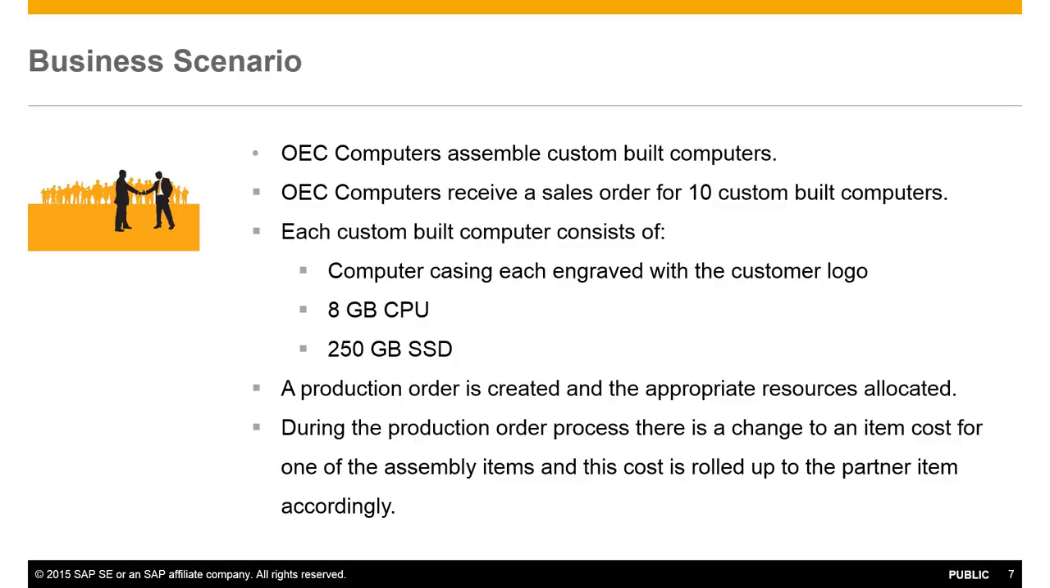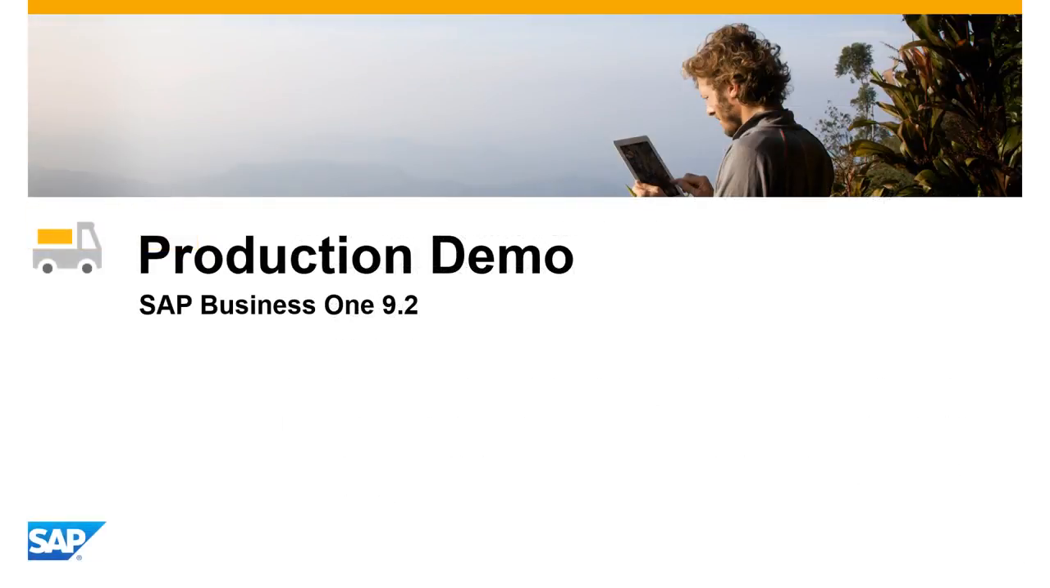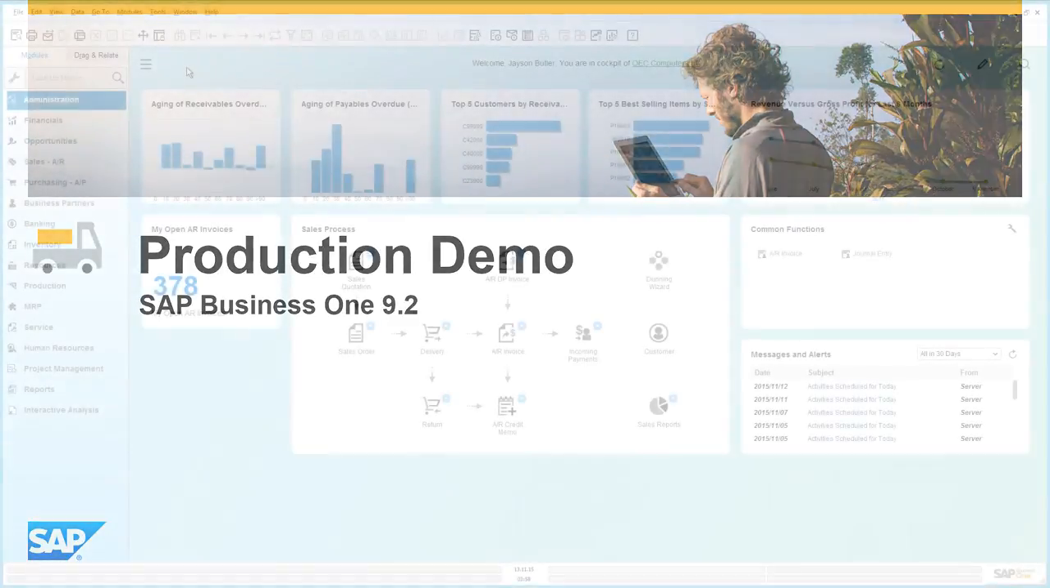During the production order process, there is a change to an item cost for one of the assembly items, and this cost is rolled up to the parent item accordingly. Let's now see how this is executed in SAP Business One Release 9.2.